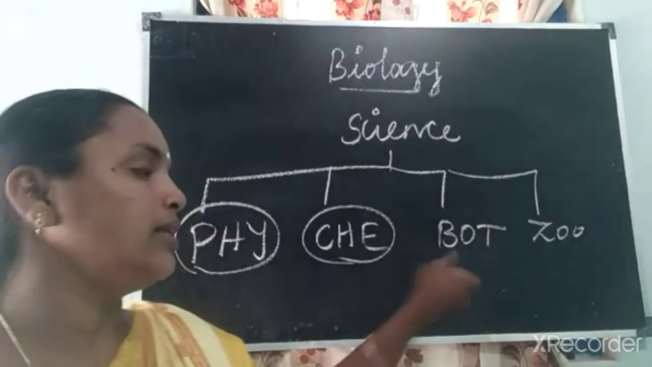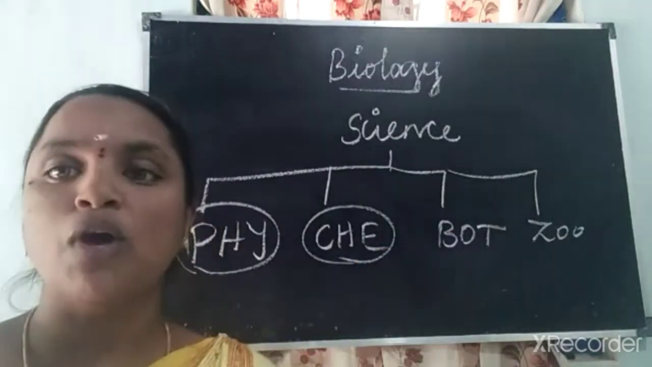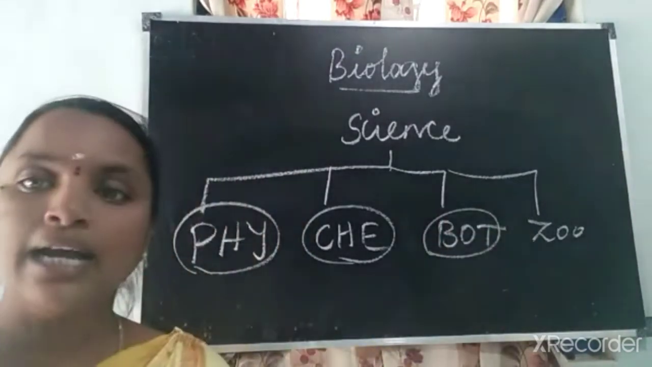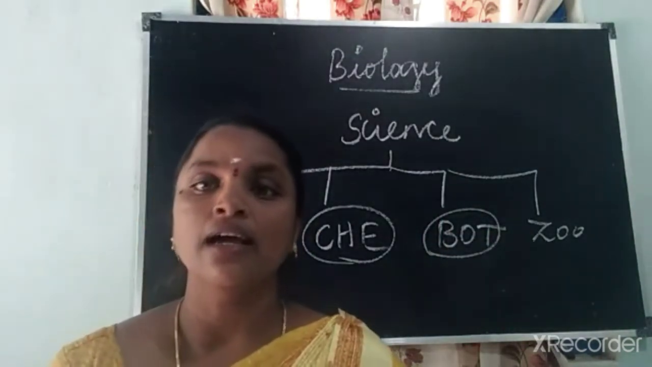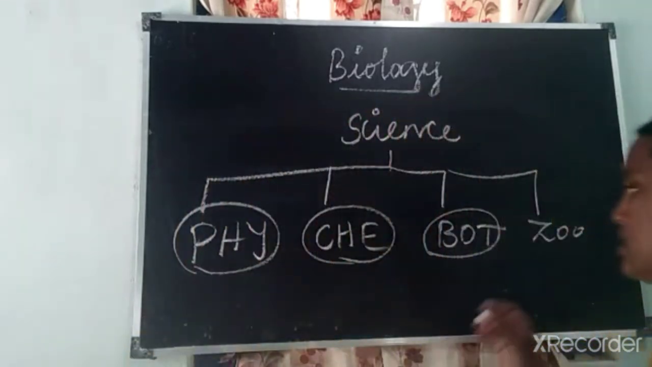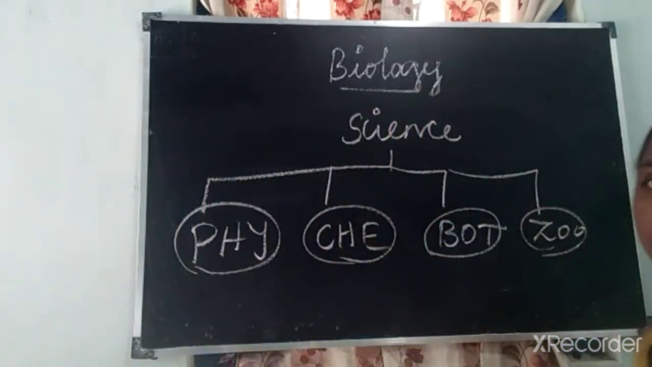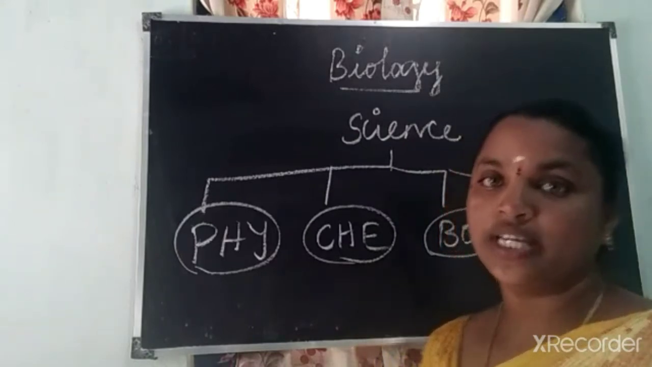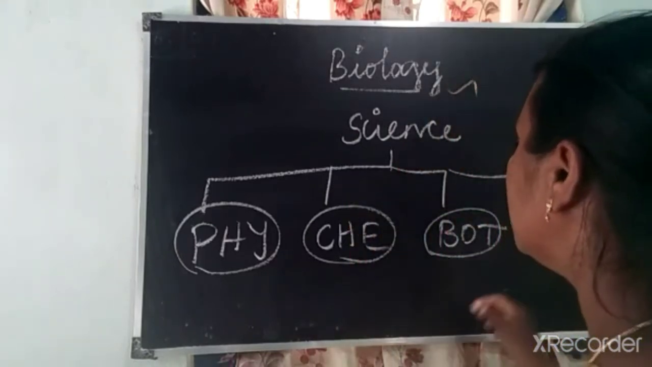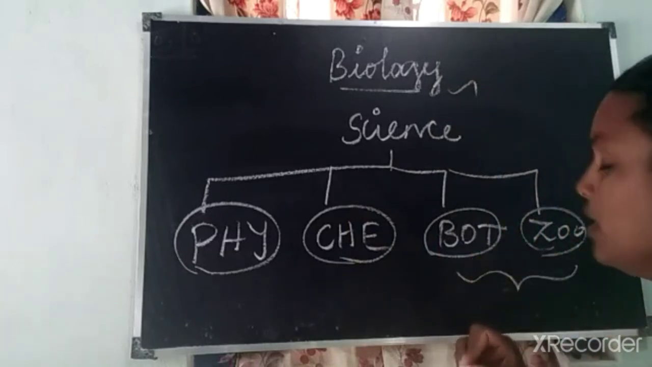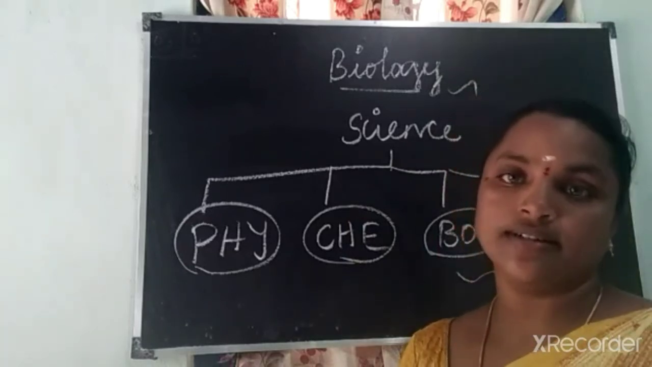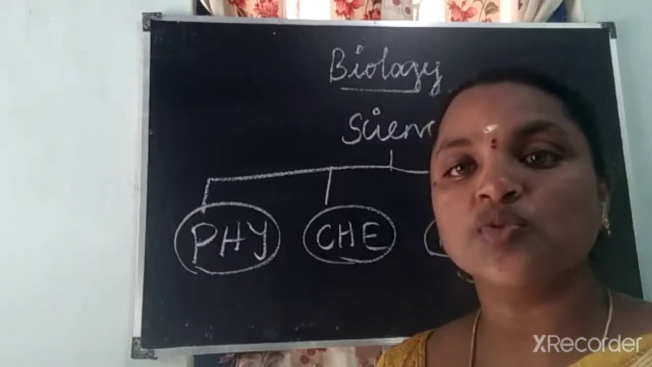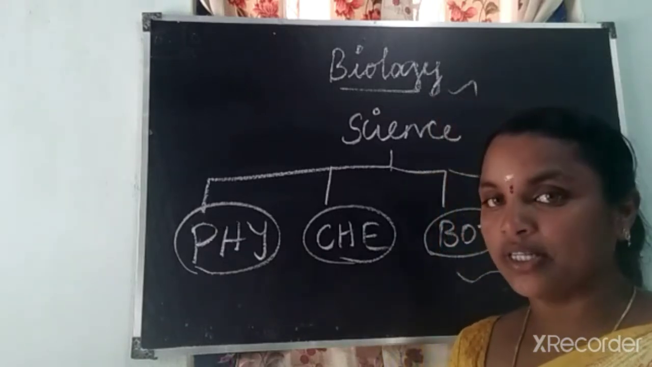And the third one, botany. Botany means the study of plants, and the study of animals is known as zoology. And what is biology? The combination of botany and zoology is known as biology.